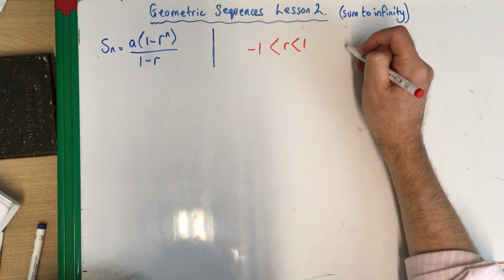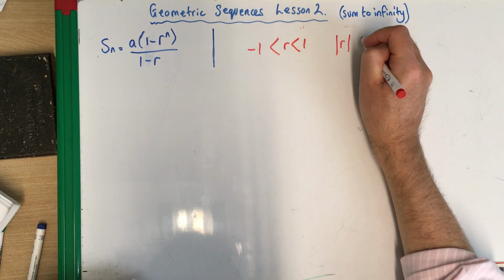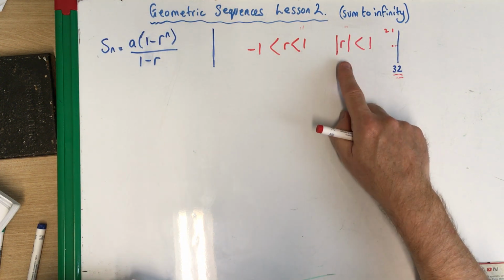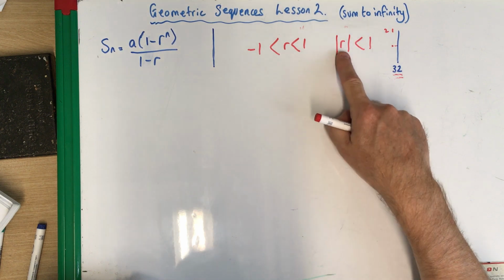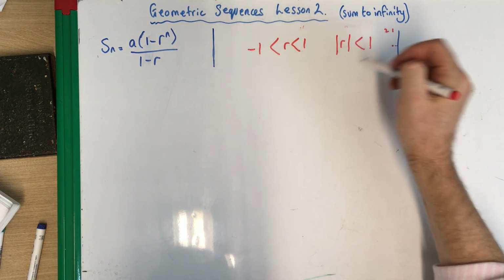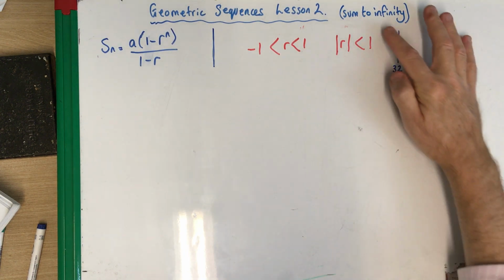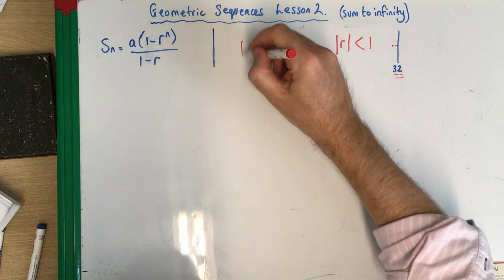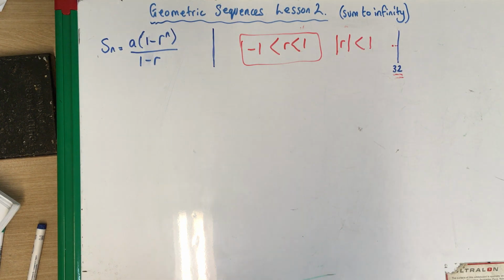They do this a posh way in the book. They write the modulus of r is less than 1, so even if it's minus a half, the positive value of that is a half, which is less than 1. Okay, so that's a nicer, posher way of writing it, but for the purposes of this lesson, just think of it as a fraction between 1 and minus 1.